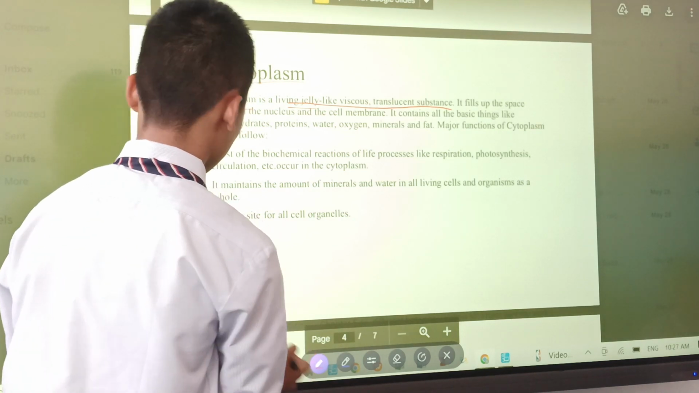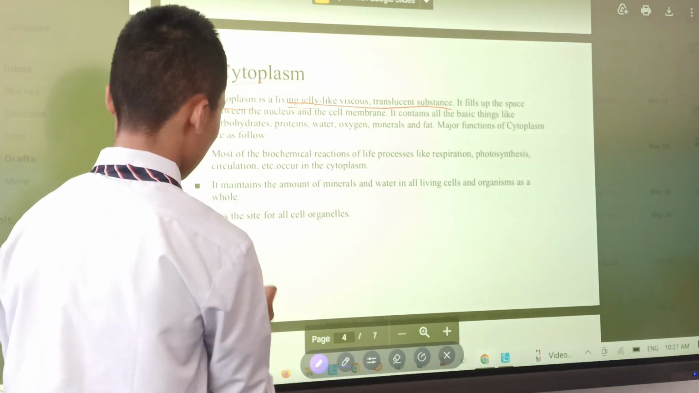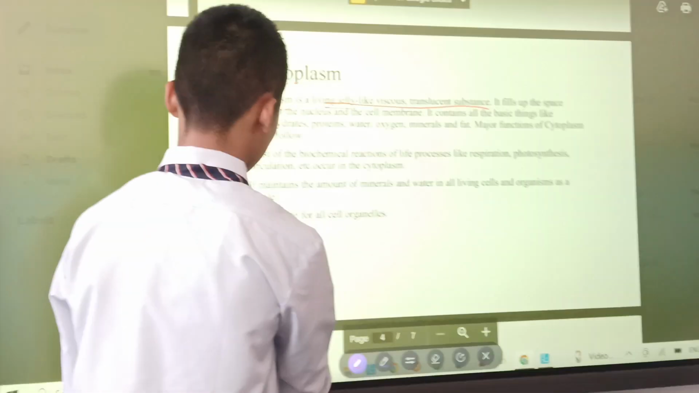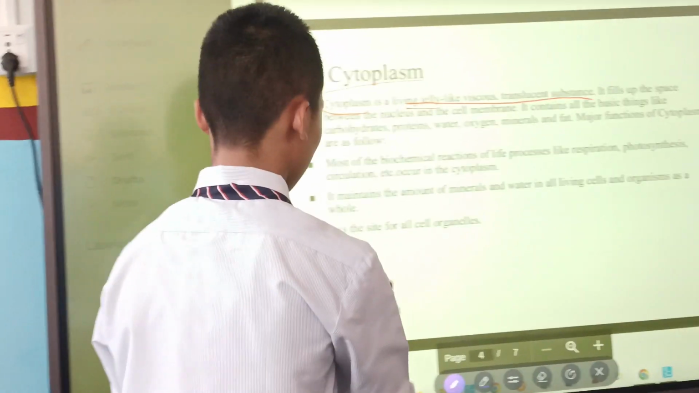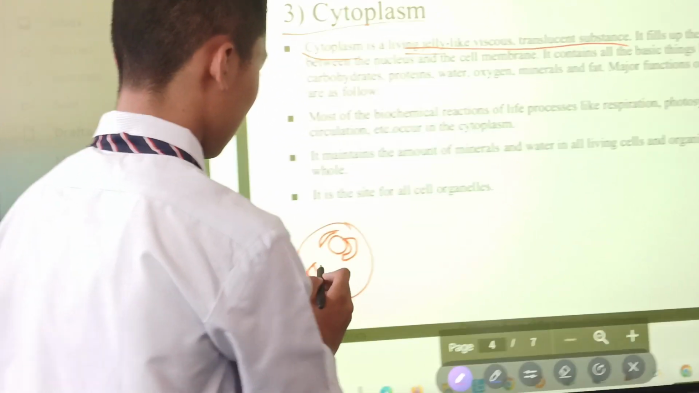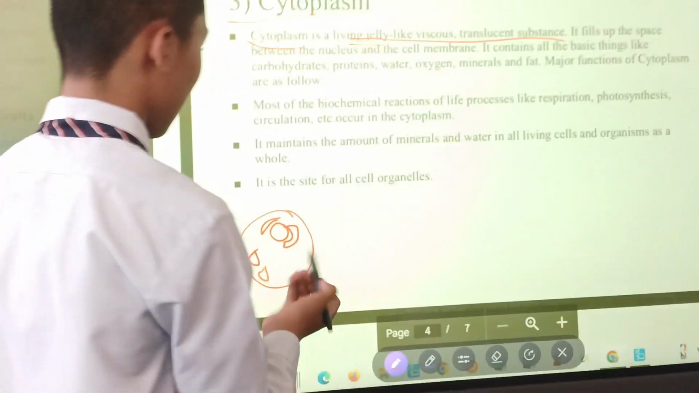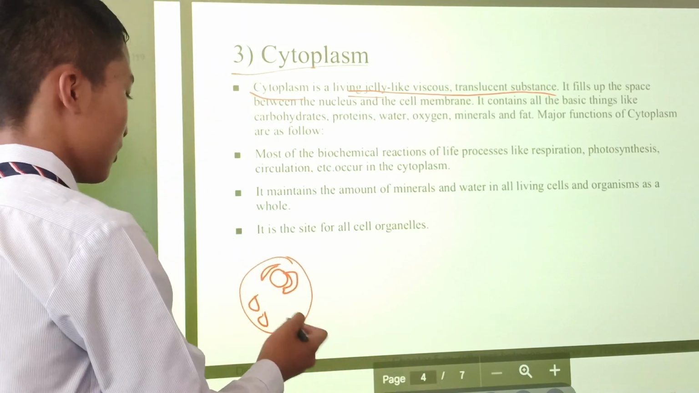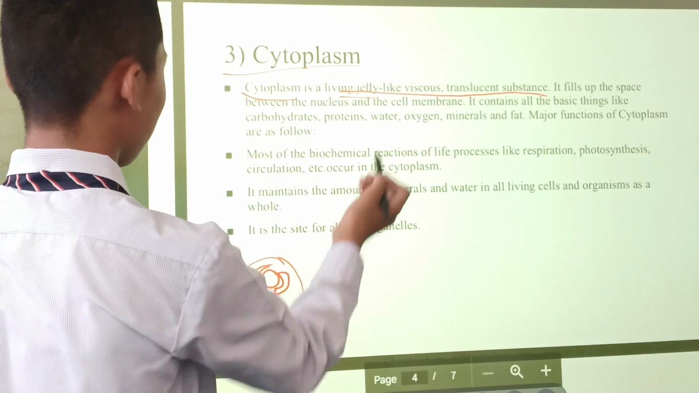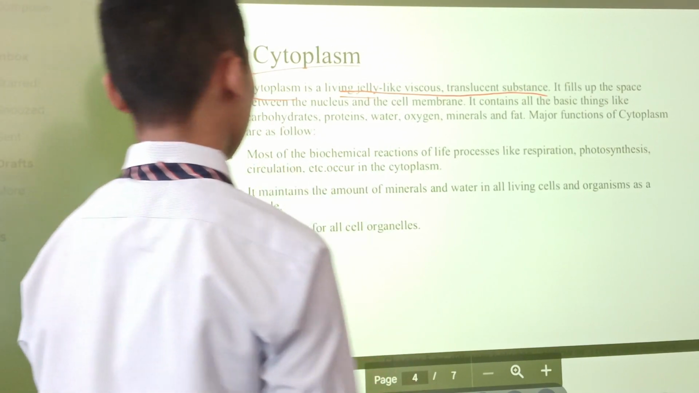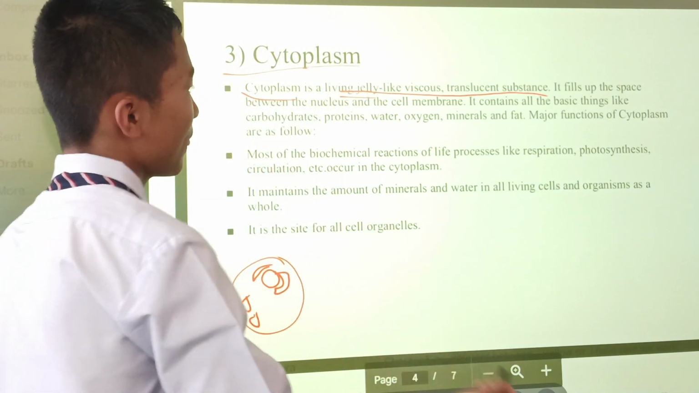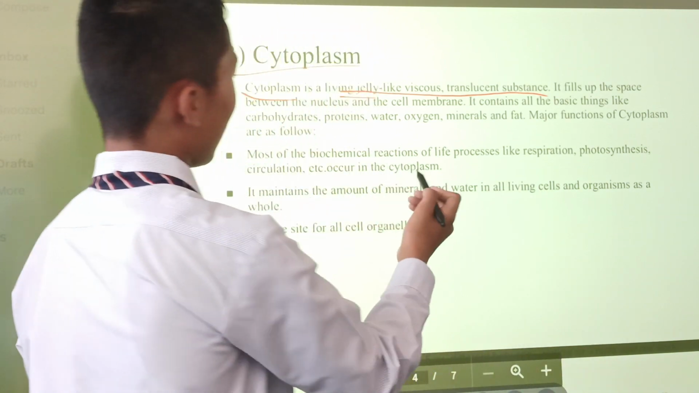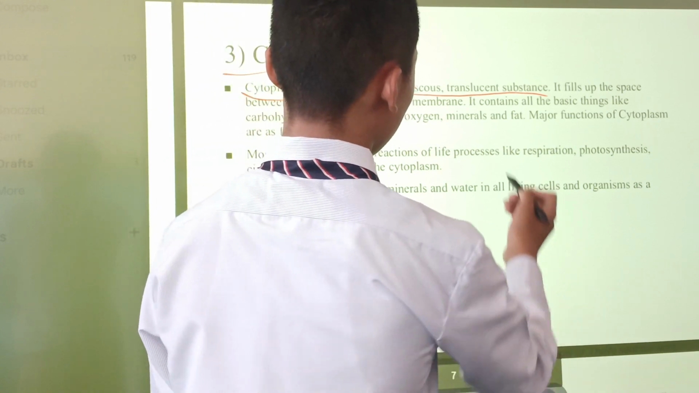This is the animal cell. This is the nucleus. Nucleus, something like this. There is a lot of space. There are some mitochondria and something like that. There is a lot of space where there is nothing. So cytoplasm does the job to fill the space between the nucleus and the cell membrane. It contains all the basic things like carbohydrates, protein, water, oxygen, minerals, and fat.